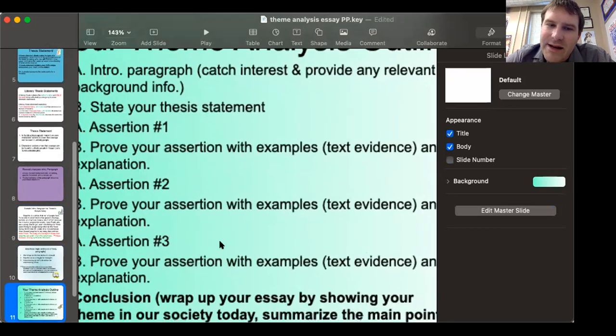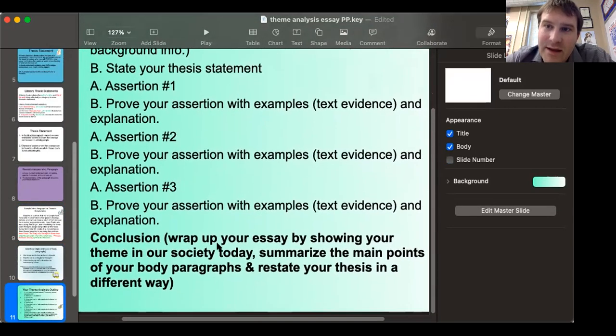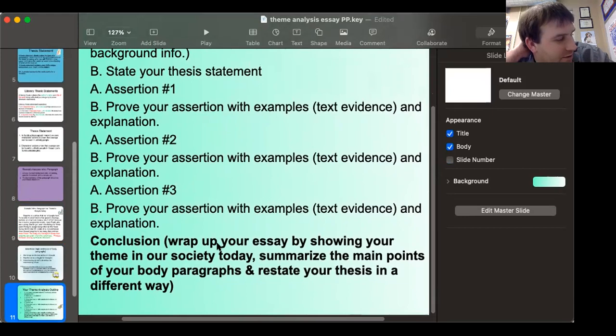The important thing here, though, is down at the very bottom, when we talk about the conclusion, how to end this thing. I talked about how your conclusion needs to show how your theme is relevant to the world today, and that's what your conclusion will do. You need to wrap up your essay by showing your theme in today's society. You need to summarize the main points of your body paragraphs, and then restate your thesis, but in a slightly different way. You're not going to copy and paste the thesis word for word. You're going to rephrase it.